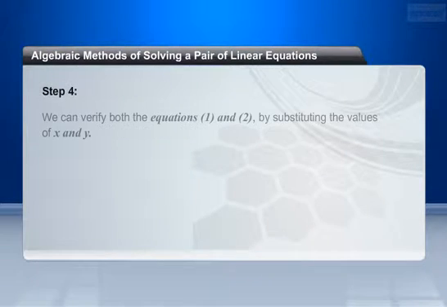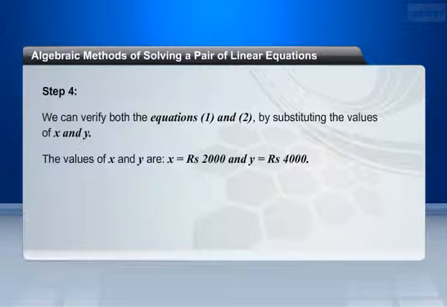Step 4. We can verify equation 1, that is, 9x minus 4y equals 2000, and equation 2, that is, 7x minus 3y equals 2000, by substituting the values of x and y. The values of x and y we got are x equals 2000 and y equals 4000.